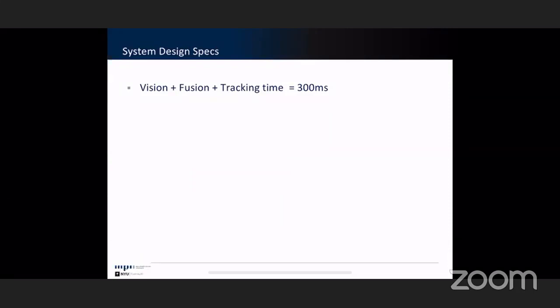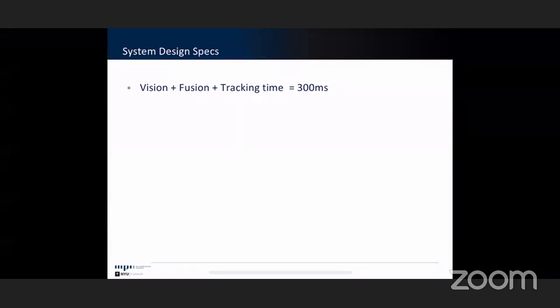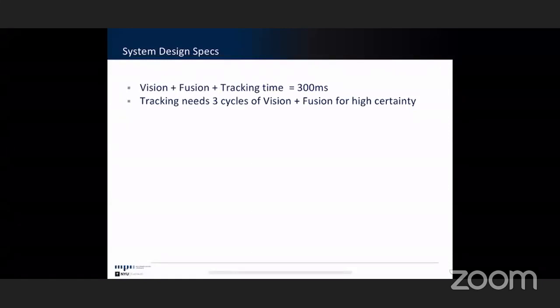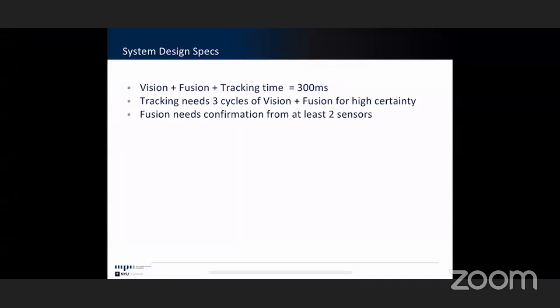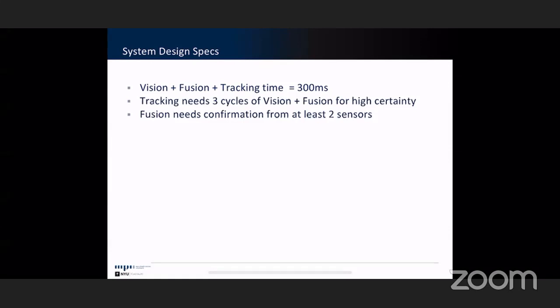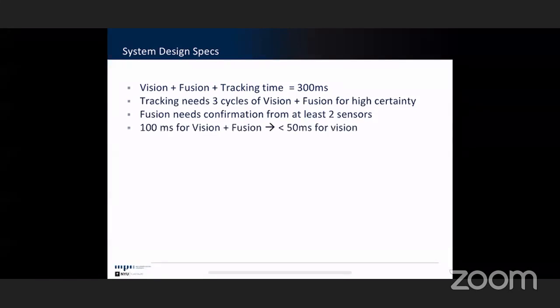The second requirement is how fast it should be if you want to make it run in a car. So let's say our vision plus fusion plus tracking time is 300 milliseconds. And let's say tracking needs 3 cycles of vision plus fusion for high certainty. This is something people do: you need validation from 3 time cycles before you can be completely convinced that there's a person there. And let's say fusion also needs confirmation from 2 different sensors. This is also what cars do. They want to see the same person from 2 different sensors to make sure it's a person.